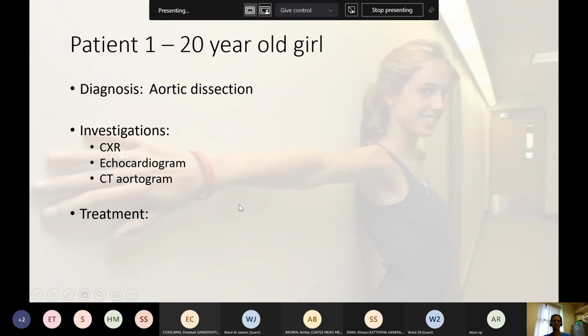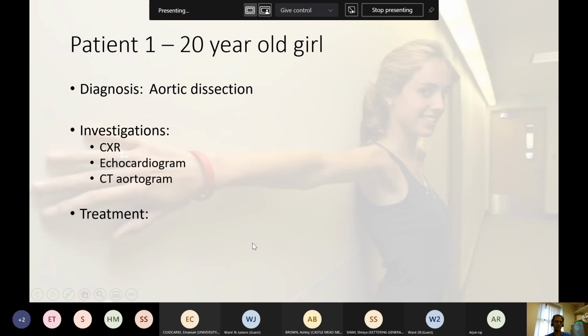A&E doesn't have labetalol, it has esmolol, which is just a beta blocker, as opposed to labetalol, which has beta and alpha blocking properties. And so if somebody's just taking cocaine, it's better that you give that. But A&E have got esmolol only. You could give an infusion of that.